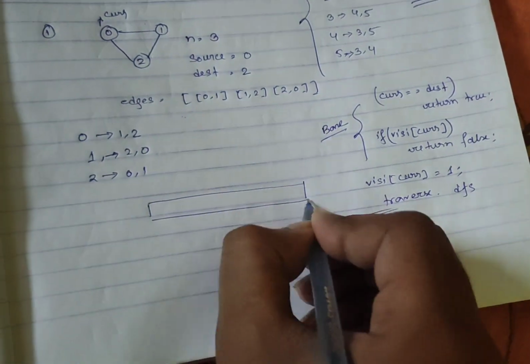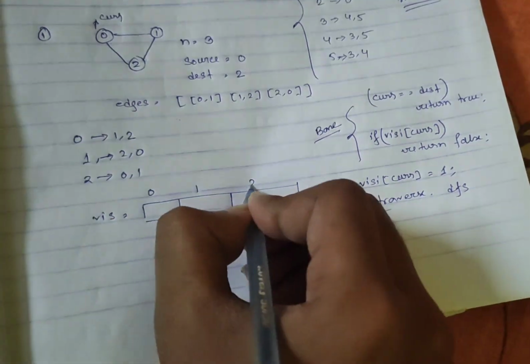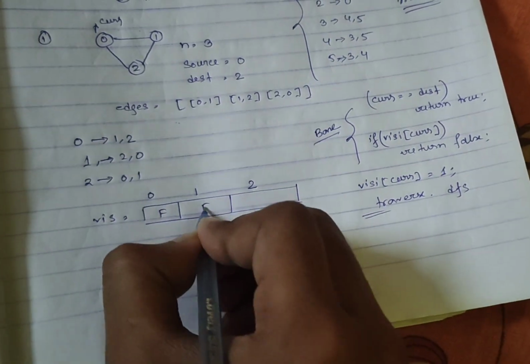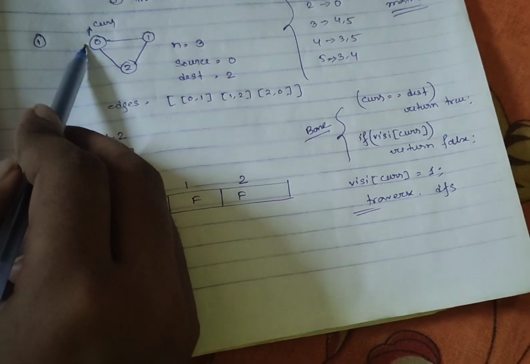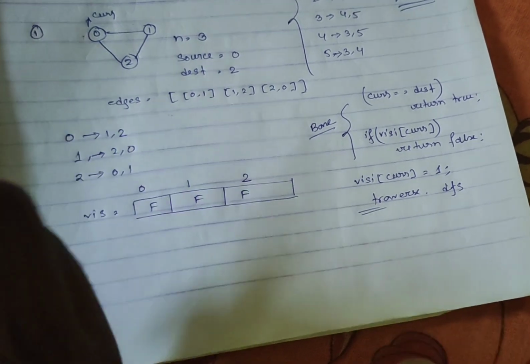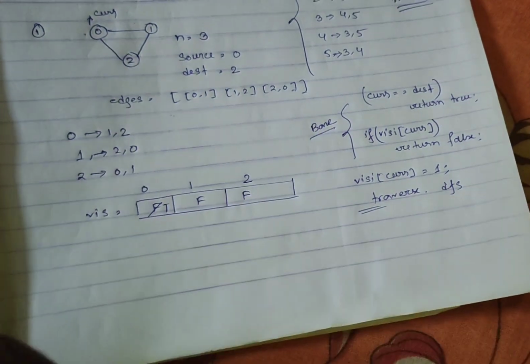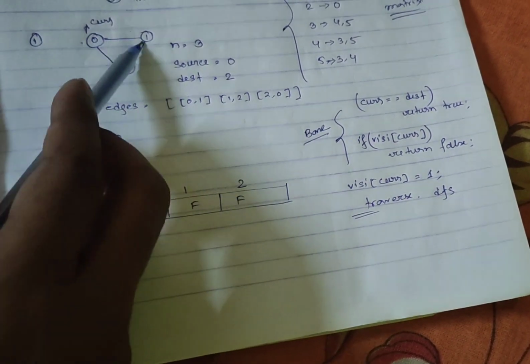We are using a visited vector for 0, 1 and 2. Firstly, all of them are false. Check 0: is 0 the destination or not? 0 is not the destination, and is it visited or not? It is not visited, so we mark it visited. Then from 0 we go to 1 and 0 to 2.